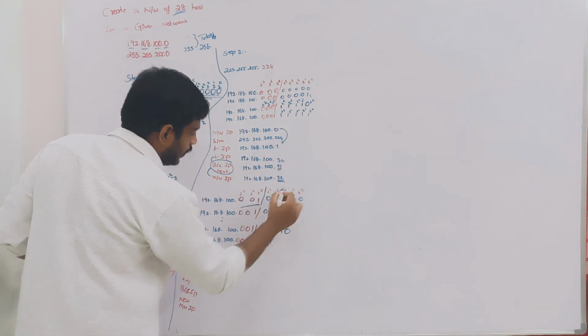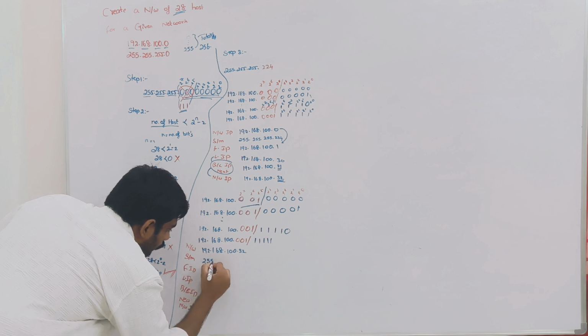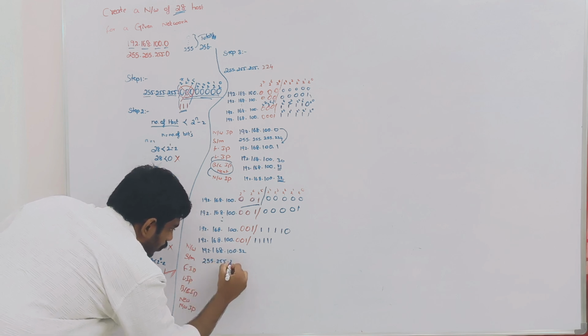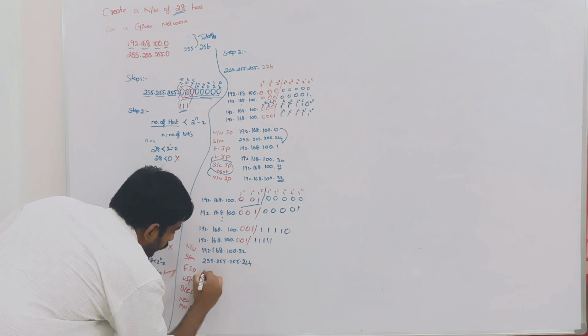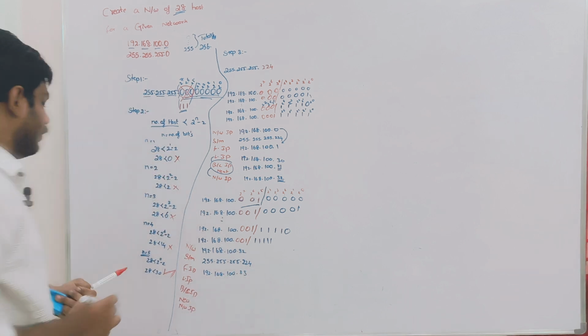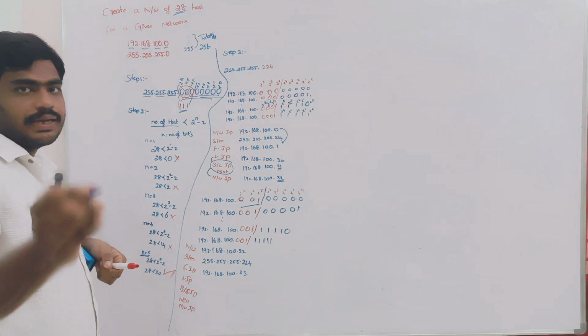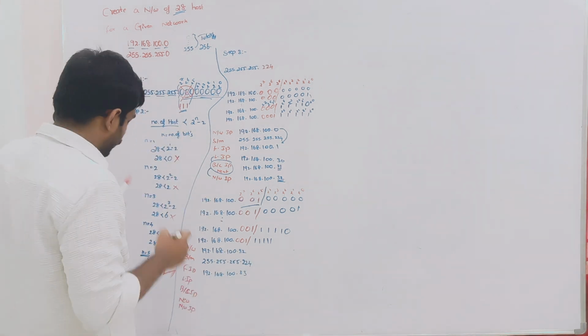After the network IP will be the first IP. Before that I write the subnet mask, 255.255.255.224, and the first IP will be 192.168.100.33. Last IP: once you find the broadcast IP, you will get the last IP and the next network IP. What will you do now?